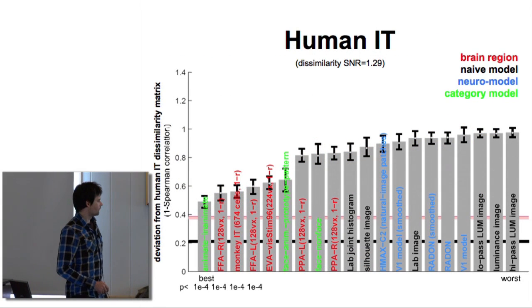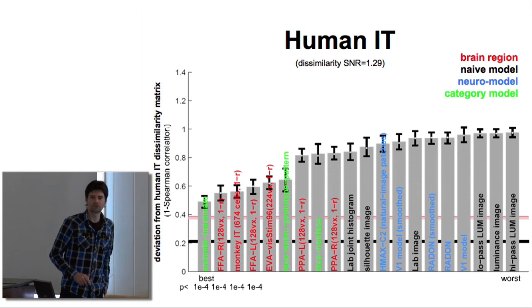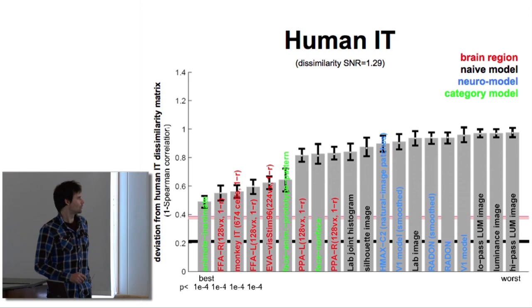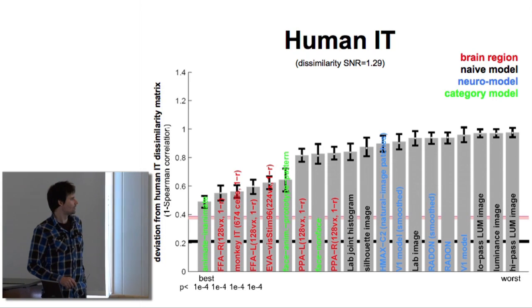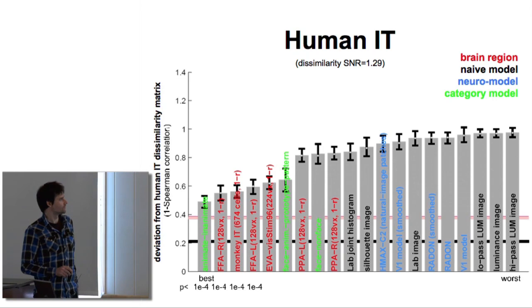So when we quantify that a little, we can compare different models. And what I've done here is I've plotted the deviation from the human IT dissimilarity matrix as 1 minus the Spearman correlation. So I'm just correlating every model matrix to the human IT matrix and then doing 1 minus so that it's a distance. So the best one is the one with the smallest bar, and they're ordered by the size of the bar. And now these matrices come from different sources.